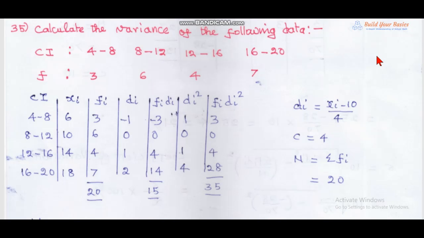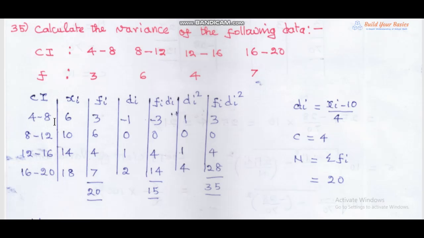Question number 35. Calculate the variance of the following data. Class intervals are given: 4 to 8, 8 to 12, 12 to 16, 16 to 20. The corresponding frequencies: 3, 6, 4 and 7. Class intervals: 4 to 8, 8 to 12, 12 to 16, 16 to 20. The mid values of class intervals, xi.